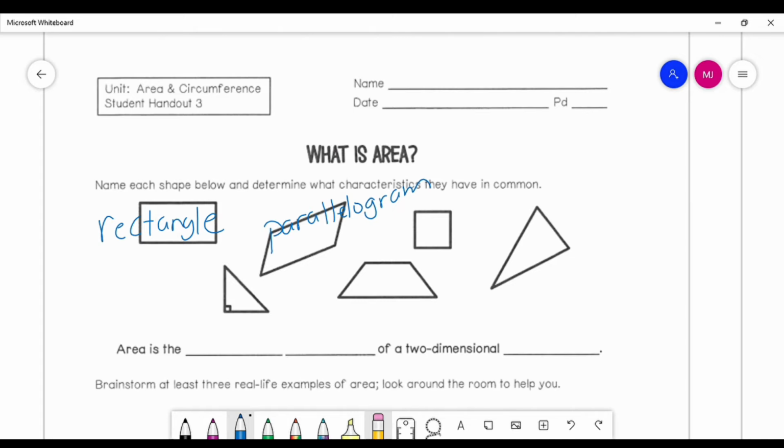What's this one? Triangle. Square. What's this one? A trapezoid. I'm still working on the triangle. You didn't know it needs writing, right?